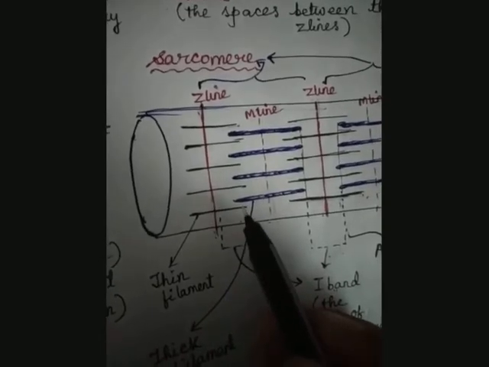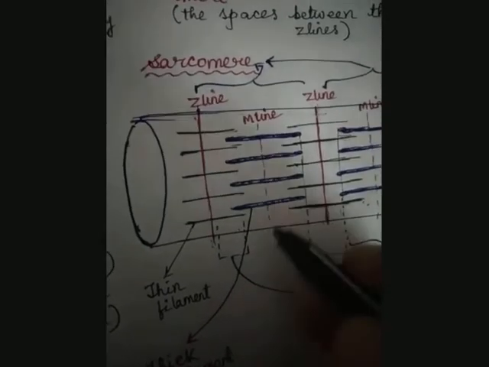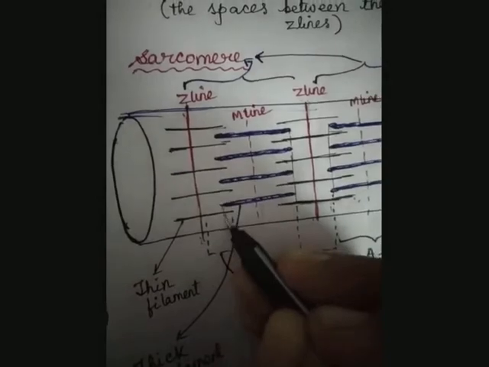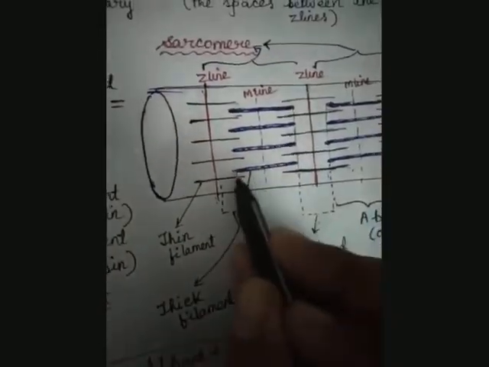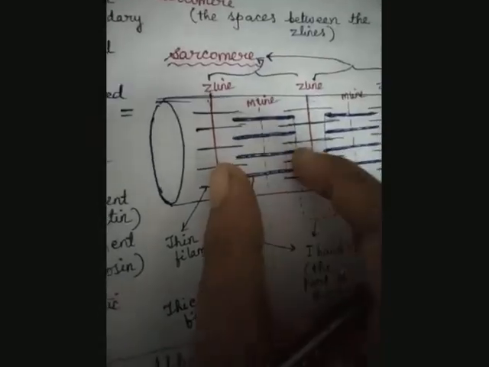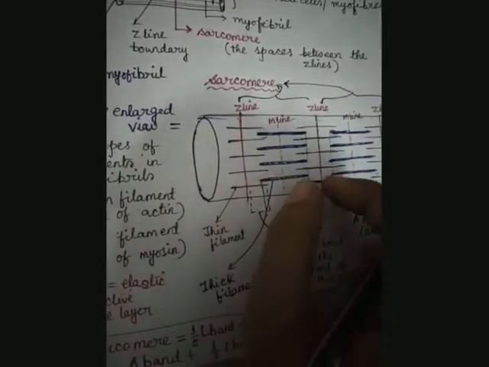Okay. Half I band region plus full A band region within this sarcomere. Full A band region means this full region. This is the A band region. So full A band region and two half I band regions. This one and this one.